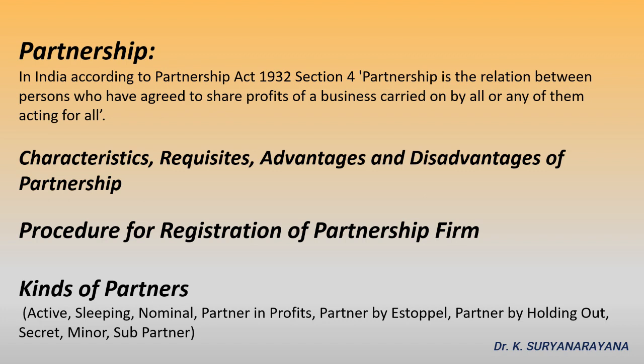A minor can be admitted for the benefits of the firm but is not liable for losses. The liability of a minor is limited to the extent of his share of assets in the firm. Sub-partner: when a partner brings another person to share his profits, then the person is called a sub-partner. The sub-partner has no rights in the firm. He is not liable for the debts of the firm and also is not entitled to get a share in the profits of the firm.